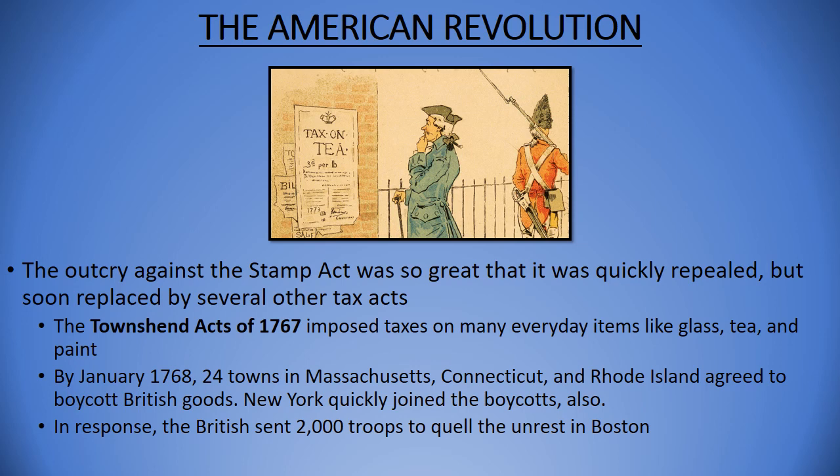So then they started to introduce what we call the Townshend Acts in 1767. Again, though, they were taxing everyday items: glass, tea, which we'll come back to, and paint. Remember, this is before plastic was a thing, so glass was an everyday item. Every household had glass containers or dishes in it. It's an everyday necessity. So, January 1768, the boycotts begin.